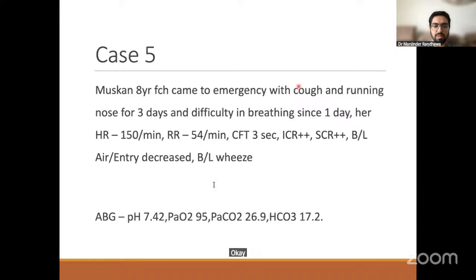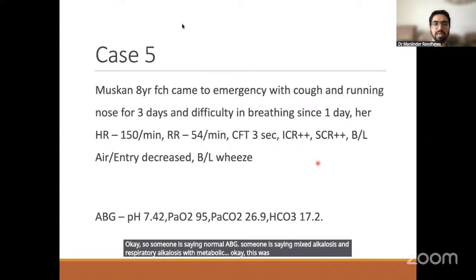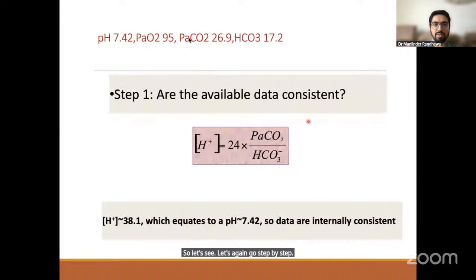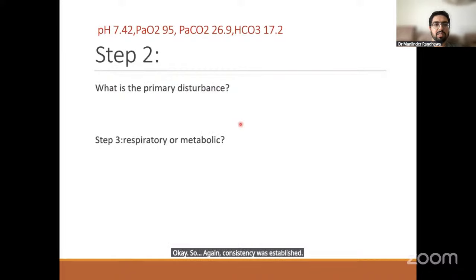Okay, so someone is saying normal ABG, someone is saying mixed alkalosis, and respiratory alkalosis with metabolic. Okay, this was the last one. Okay, so let's see. Let's again go step by step. Okay, so again, consistency was established. So what is the primary disturbance here?